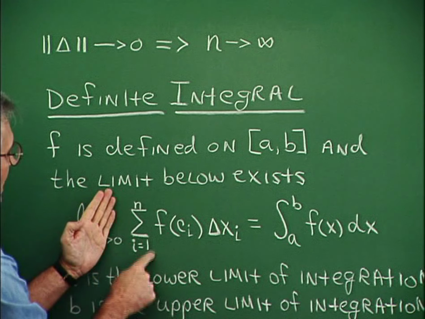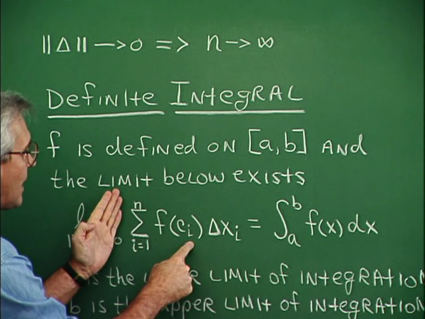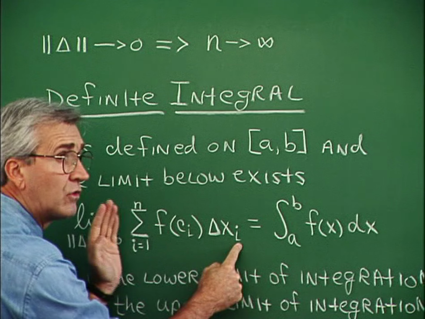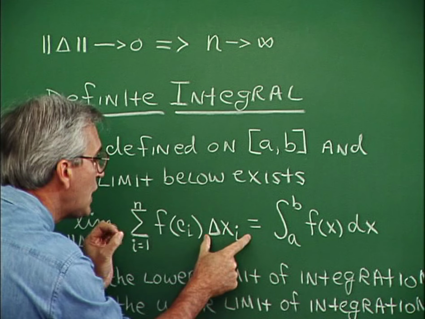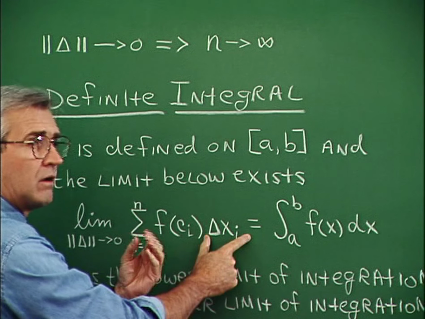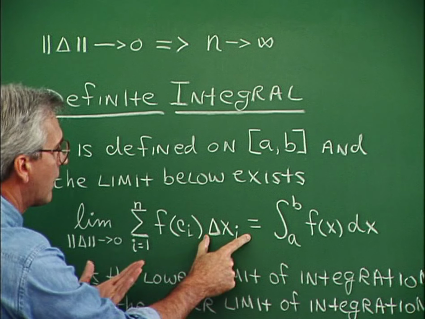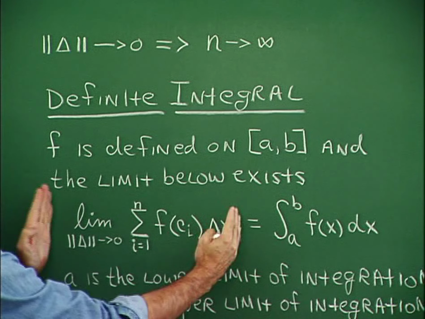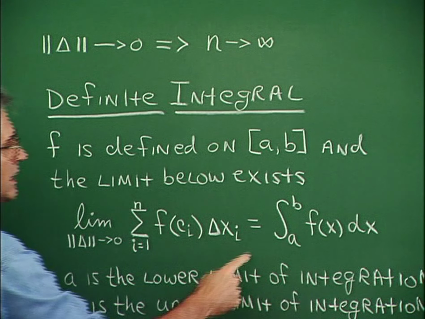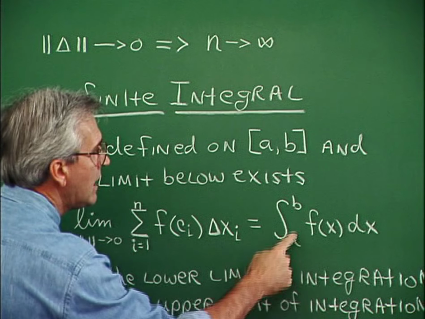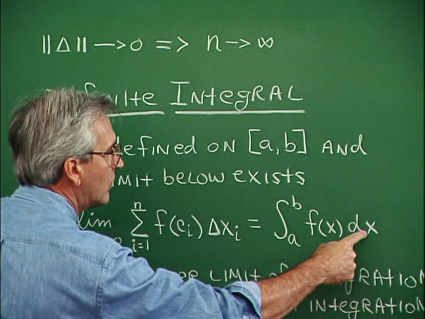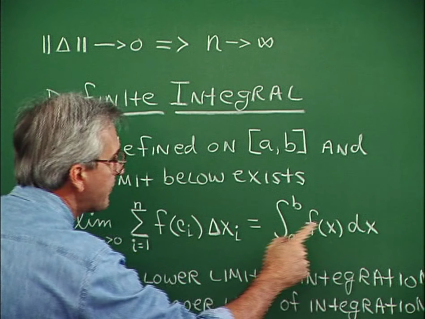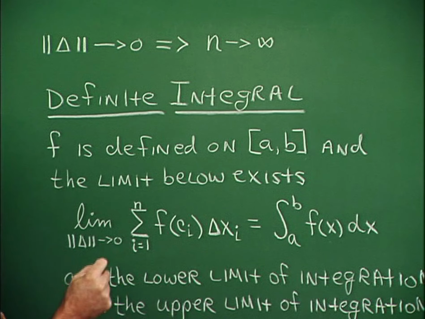The sum as i runs from 1 to n of f of c sub i times delta x subscript i. Now this is a general width, you see, of one of those rectangles. I'll describe it a little more down below, but this is equal to the integral from a to b of f of x dx.